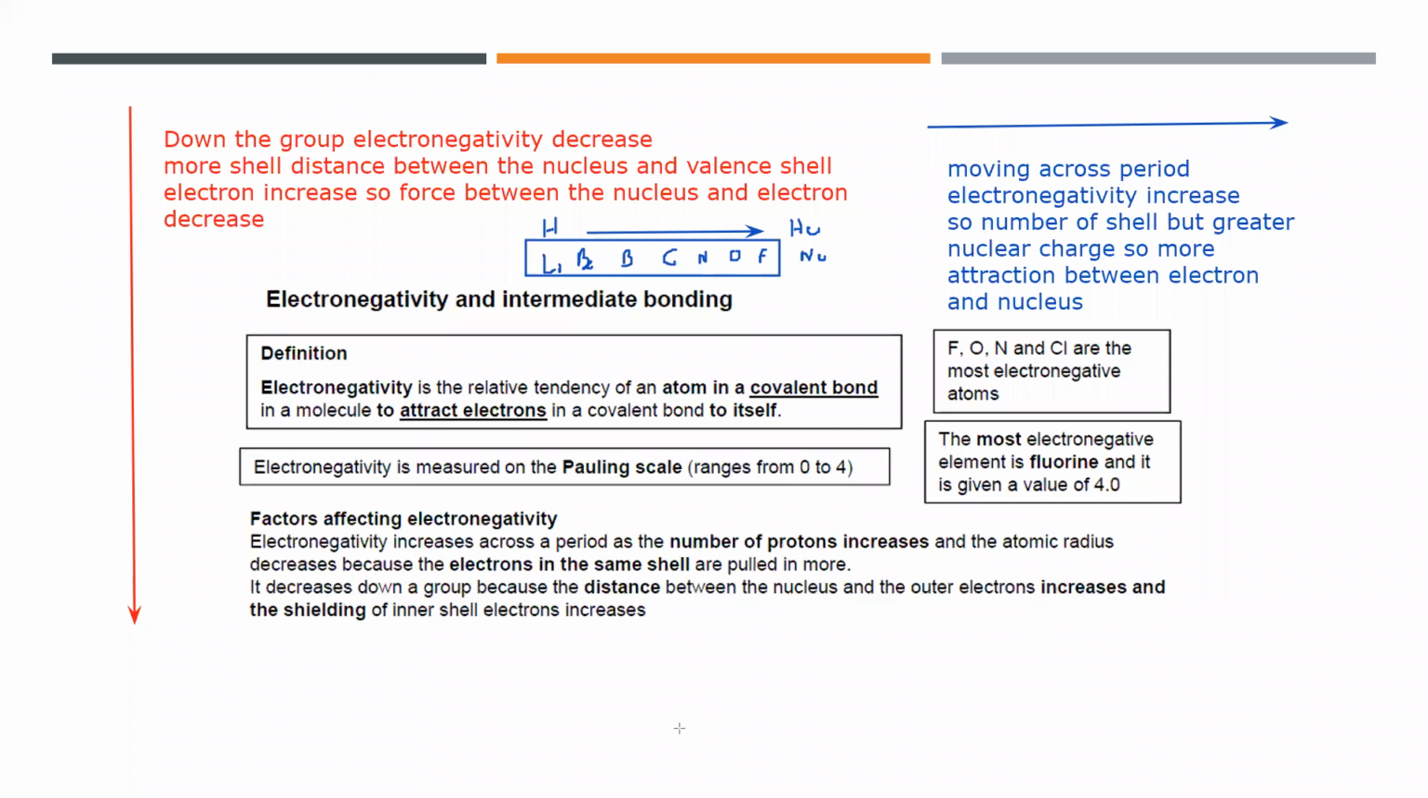Which element across period 2 will have the highest? Fluorine will have the highest because, moving across, the charge is increasing while the number of shells remains the same. So the most electronegative element is fluorine. And how do we measure this electronegativity? We measure electronegativity on the Pauling scale.